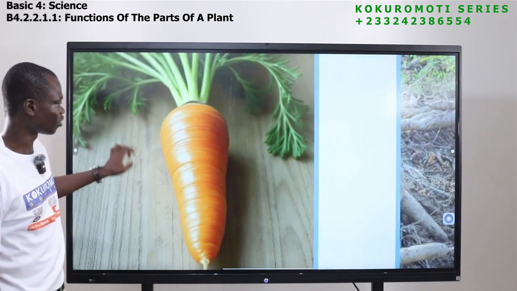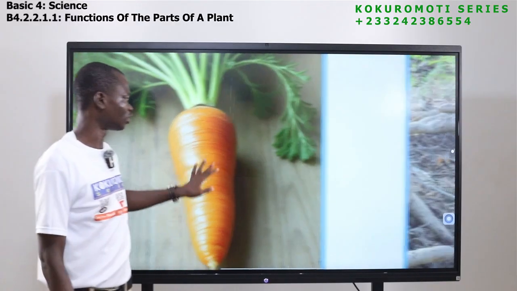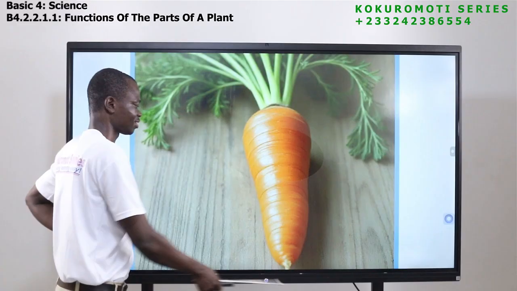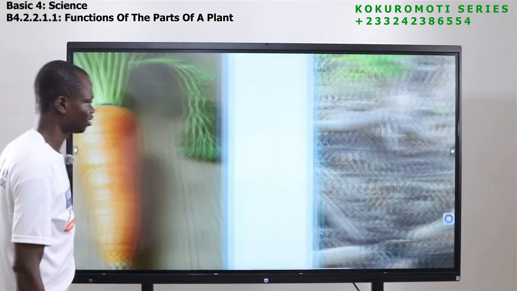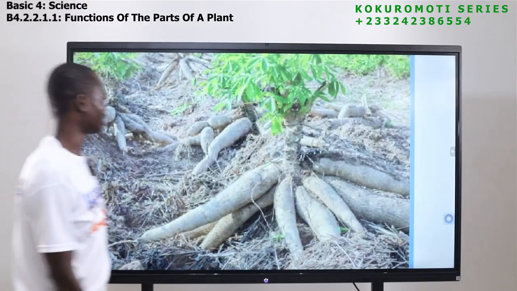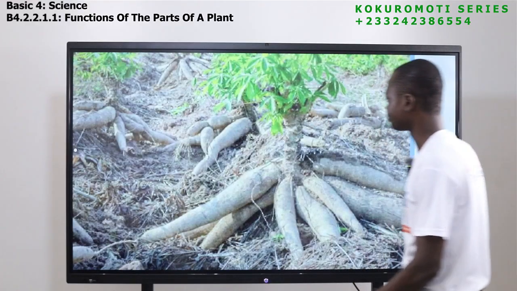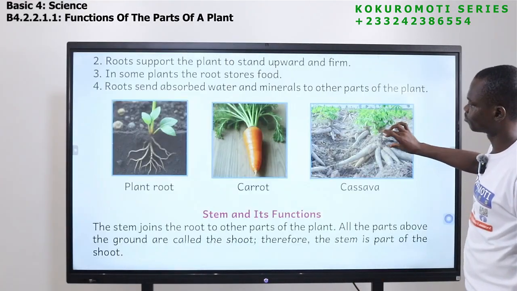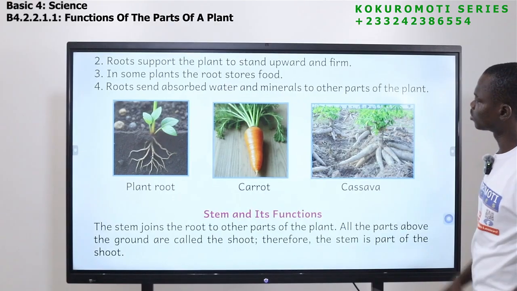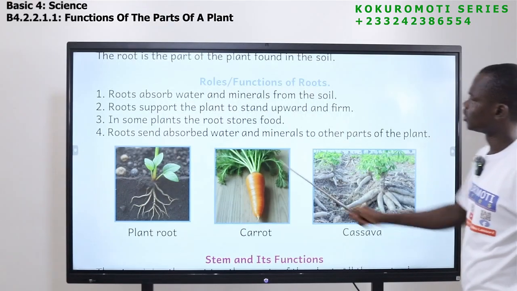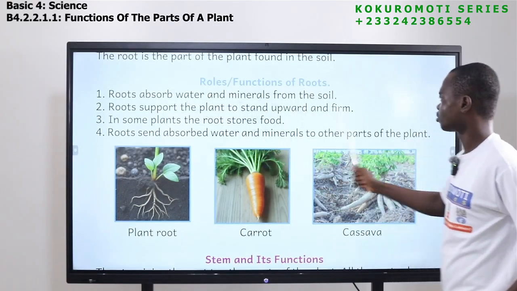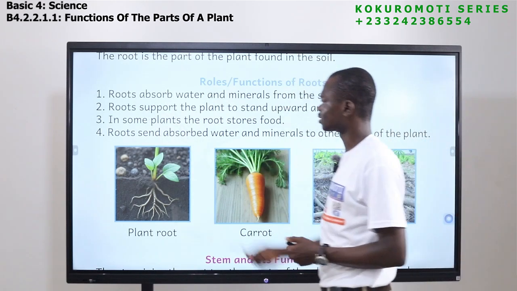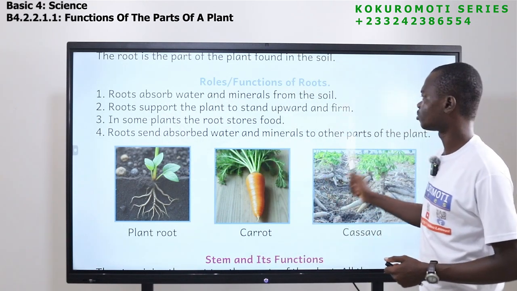Look at another one. Look at this. This is the root. Have you seen? Which plant is this? Yes, this is carrots. Okay, there is another one here. Have you seen it? This is cassava. Okay, so we have seen that the roots absorb water and minerals from the soil. If I ask you to give functions, 1 is that the roots absorb water and minerals from the soil.